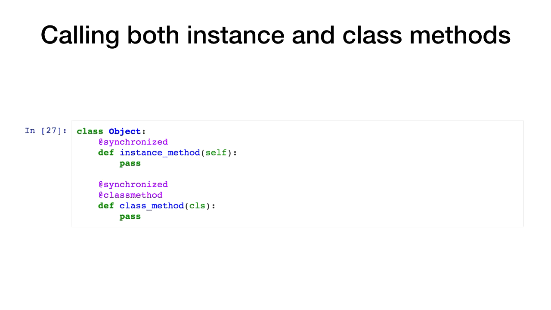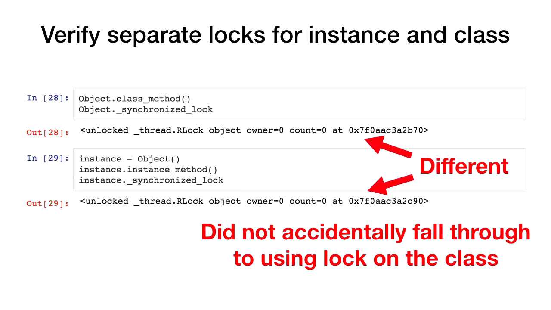We look in terms of mixing these things. We want to make sure it's going to work. So we've got a synchronized decorator on an instance method, one on a class method now. So if we call these in the order of, let's call the one on the class method first. The lock is on the class. If we call it then the instance method, there is a lock on the instance, but very importantly, it's different to the one on the class.